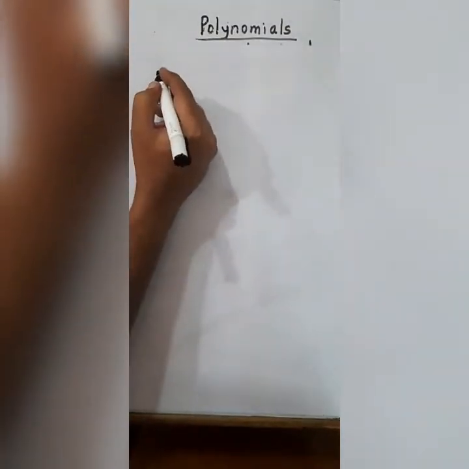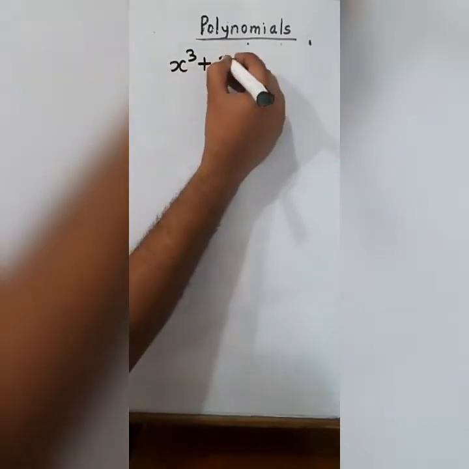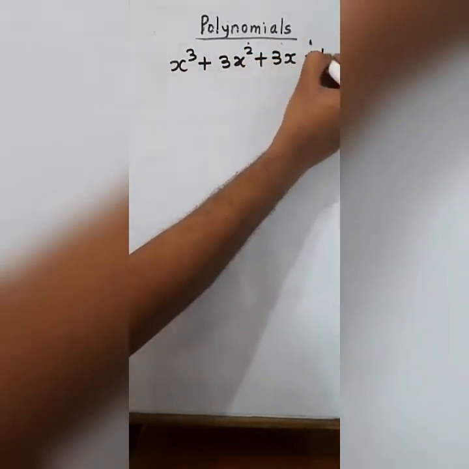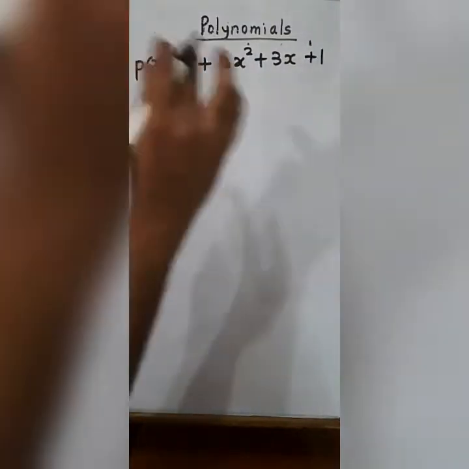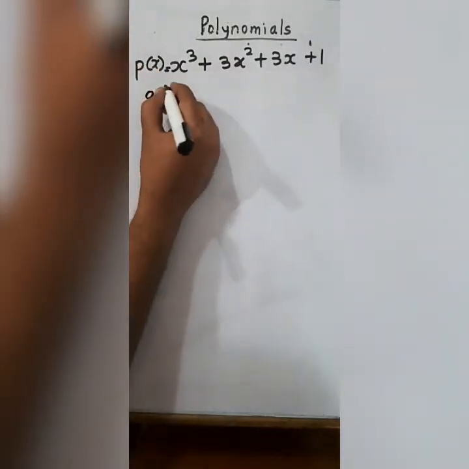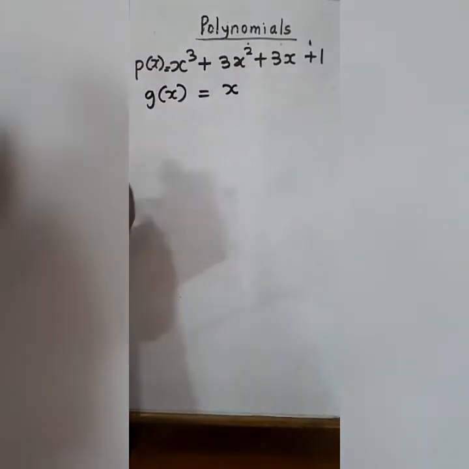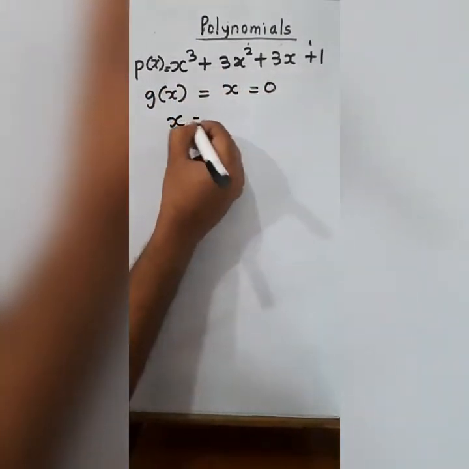Which one of the following, on dividing x cube plus 3x square plus 3x plus 1. So this is your P of x. You have to divide this by x. So your G of x is equal to x. So what you will do, you will write G of x is equal to 0. So here x is equal to 0.